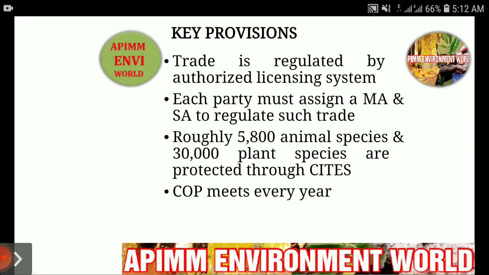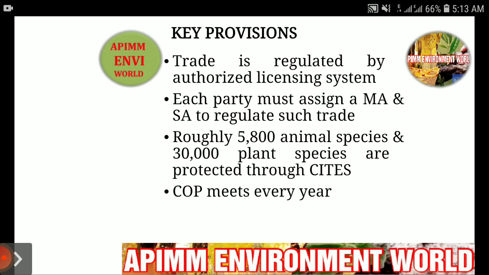Okay, now we will discuss some key provisions that have been given in this important convention regarding wild flora and fauna. Trade is regulated by an authorized licensing system. Number one, every country should have an authorized licensing system, and trade should be regulated by developing some kind of authorized licensing system. Not everyone should be allowed in their country to trade different kinds of endangered species of plants and animals. There should be a proper licensing system, and a proper authority that manages this trade by developing certain systems.